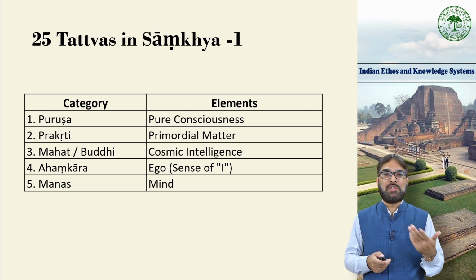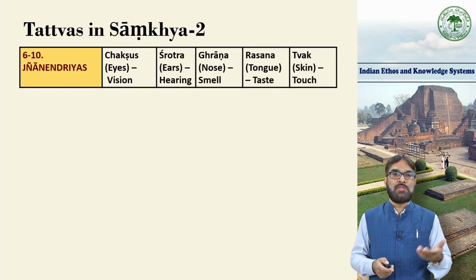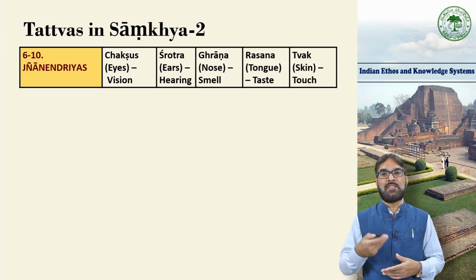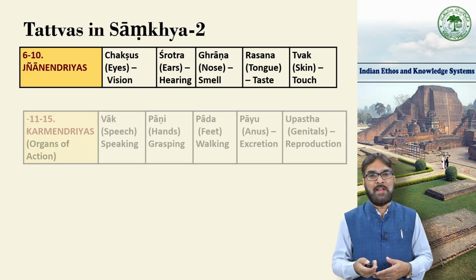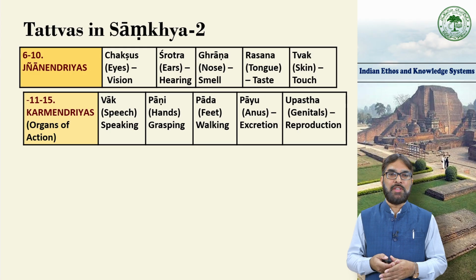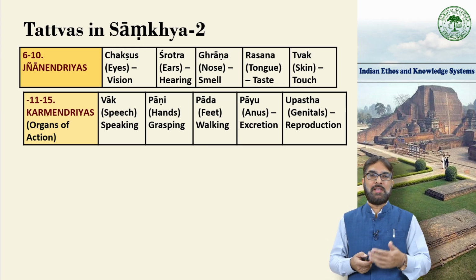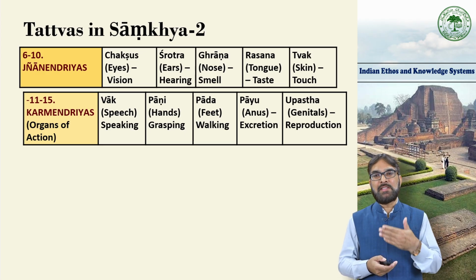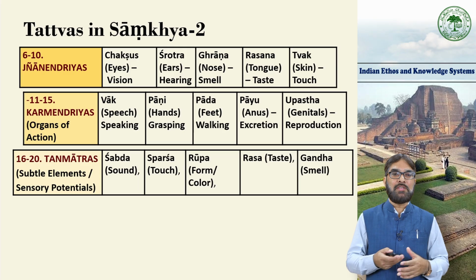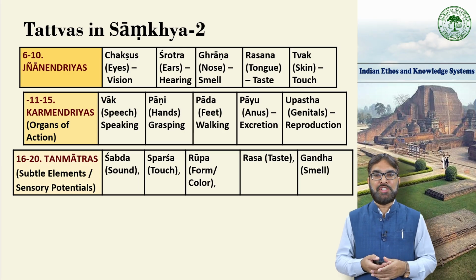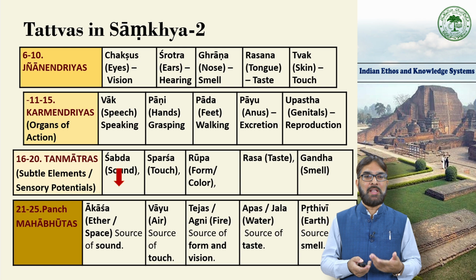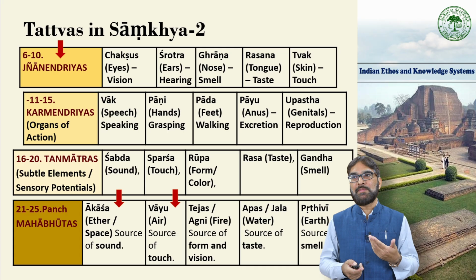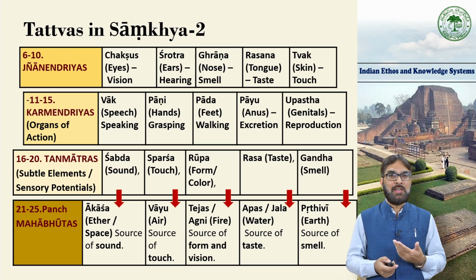Purush, Prakriti, Mahat, Buddhi, Ahankar, Manas. And they give birth to these elements, 10 Gyanendriya. You see that eyes, ears, nose, tongue, skin. And then Karmendriya, organs of action, Vak, or you see in English it is also written here, that speech, hands, feet, anus and genitals. And then they give birth to the Tanmatras, Shabda, Sparsha, Rupa, Rasa, Gandh or smell. And then Panch Mahabhutas are there, that is Akash, Vayu, Tejas, Apas, Prithvi and so on. So these are the things.